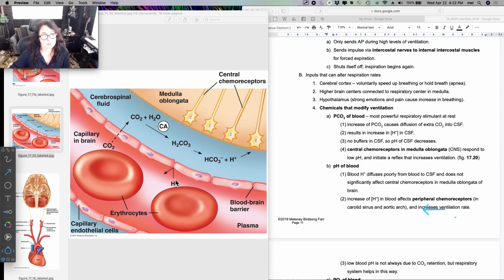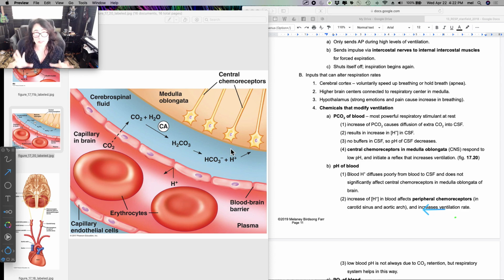So H+ can't diffuse into cerebrospinal fluid. Bicarbonate can't diffuse into cerebrospinal fluid, but carbon dioxide can and will. So as the carbon dioxide of your blood goes up, not the pH of your blood going down, but the carbon dioxide of your blood goes up, it will diffuse into cerebrospinal fluid. And as it diffuses into cerebrospinal fluid, then you will force this chemical reaction, CO2 plus H2O, carbonic anhydrase, carbonic acid dissociates. And this right here will piss off the chemoreceptors in your central nervous system, okay?